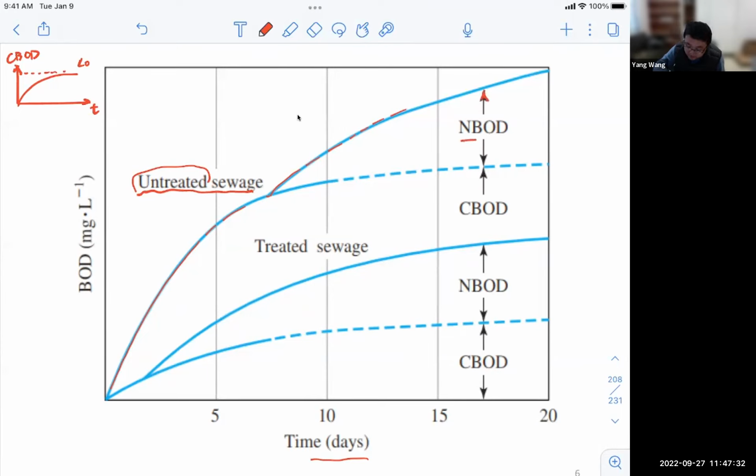This is NBOD, right? And then if you compare that against the treated sewage, so one thing in the wastewater treatment facility, let's say we mentioned that to treat the organics, we actually introduce bacteria in a system called the aeration tank.